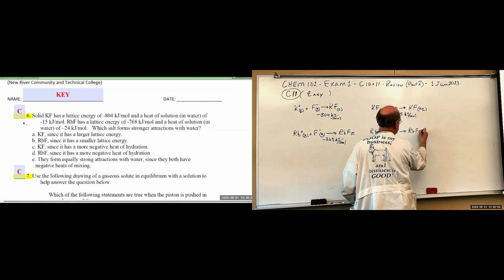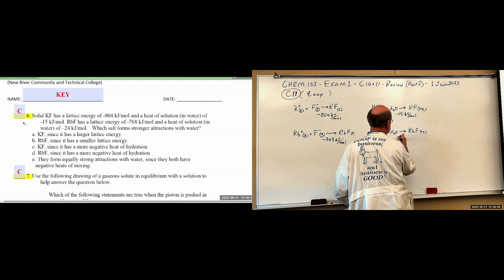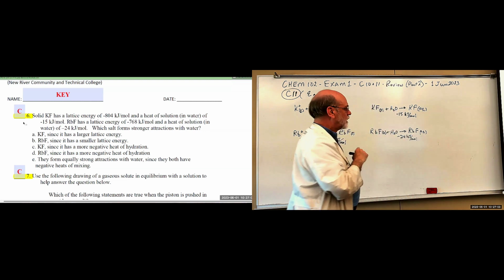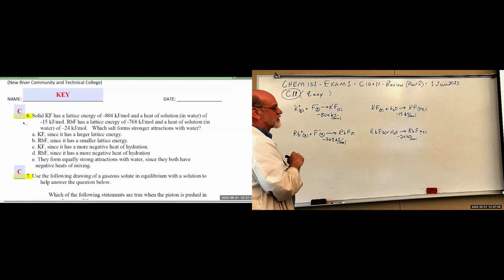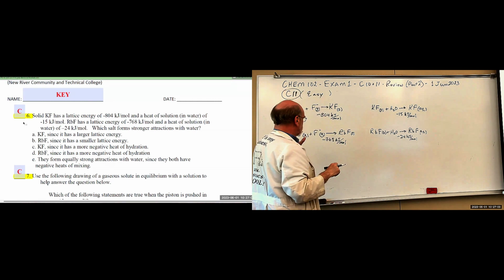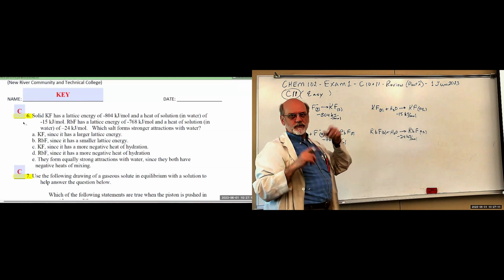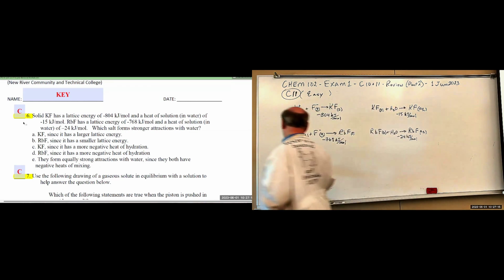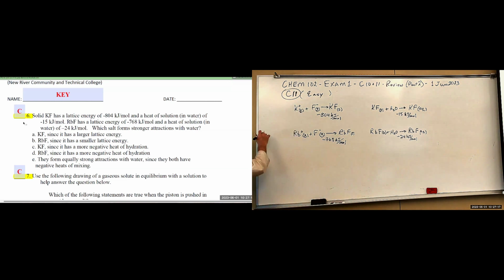Aqueous, this is minus 24 kilojoules per mole. Which salt forms stronger attractions with water? Okay, if we look at this in terms of that three-step process, where we had 1 and 2 come together to 3, let me squeeze it in over here because I think I'm going to need that room.